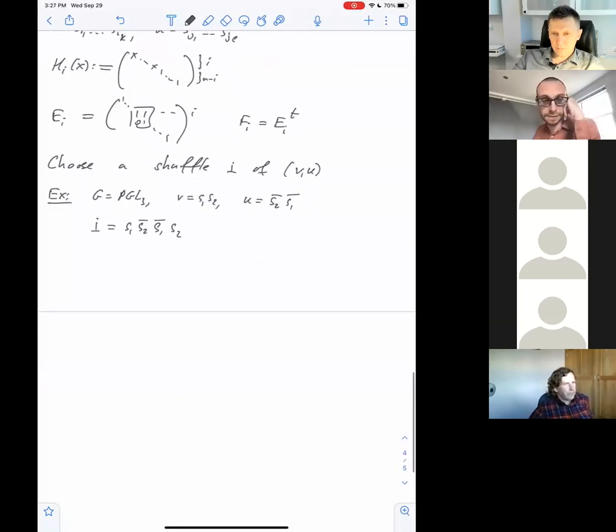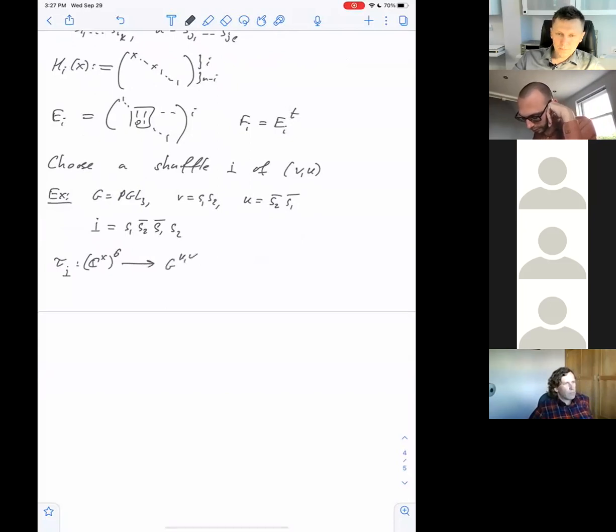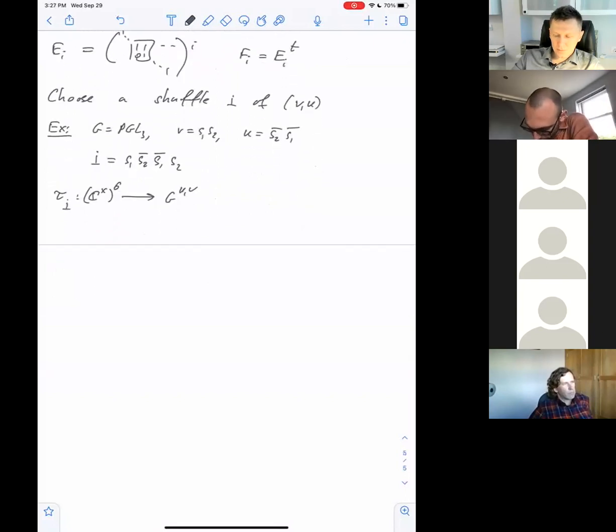As I choose a shuffle, I construct a map, let's call it tau_i. It will be a map from (C star)^6, in our case, to this double Bruhat cell G^{u,v}. Here's how this map goes. I have these six coordinates x_1 up to x_6. Obviously, it's C star, so all of them are invertible. And what I do is write the following thing: let me just write the expression, and then I'll explain why I've written it this way.